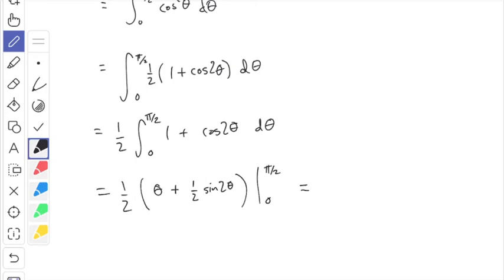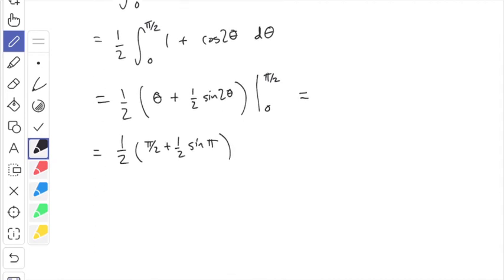Right? I think that's right. Okay, plug in pi over 2. I get, I'll do it down here, 1/2 pi over 2 plus 1/2 sine of 2 times pi over 2. That's sine of pi, right? And then minus, plug in 0: 1/2 times 0 plus 1/2 sine of 2 times 0 is 0.